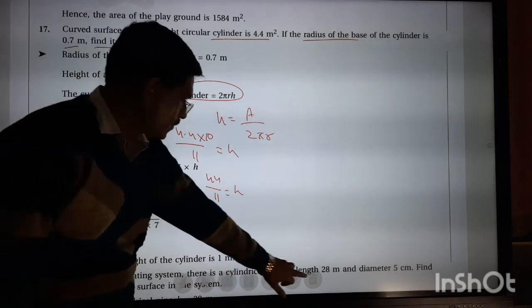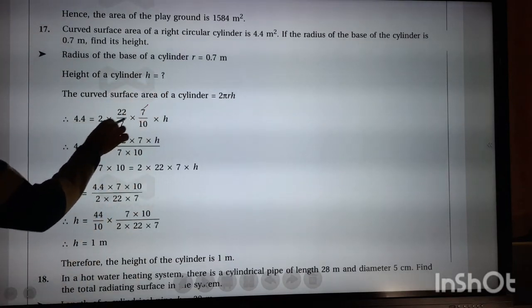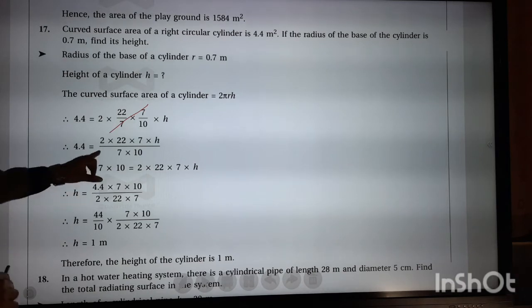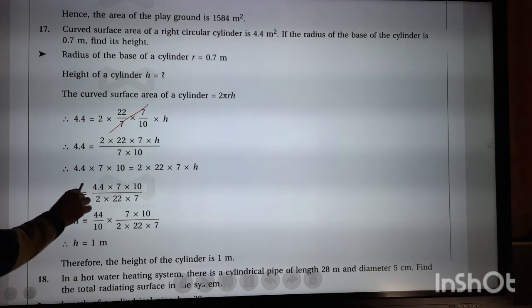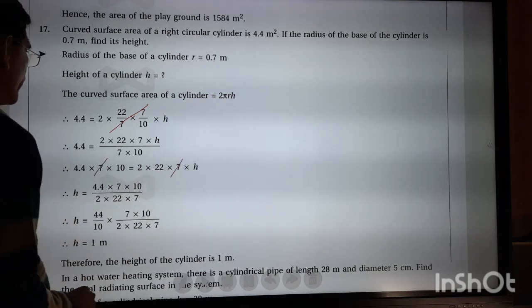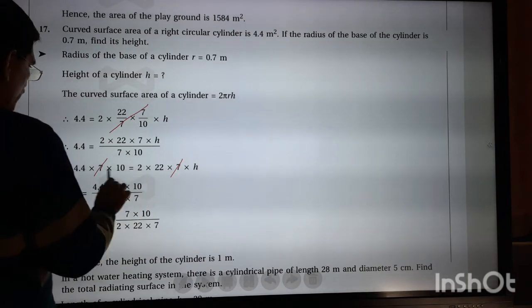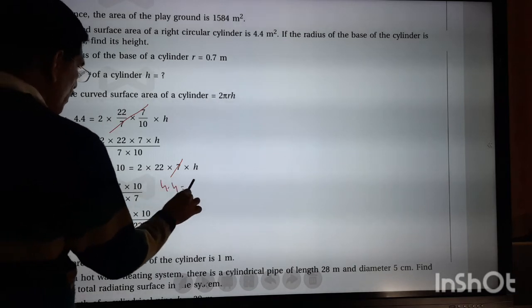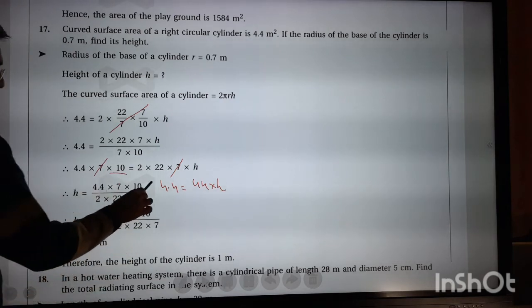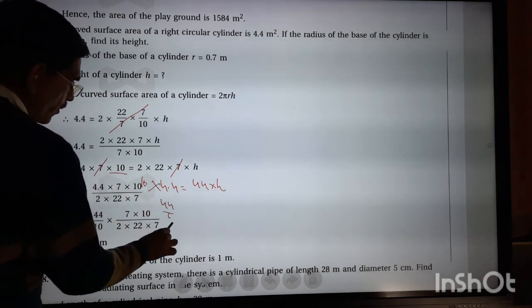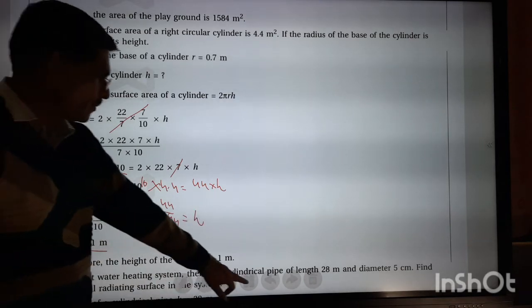I think we are doing something wrong again. 4.4, 2, that 7 cut. Now 2 into 22 into 7 into 2, so these 7 again we can cancel. 22 into 2 is 44. If you see, 4.4 is equal to 44 into height. But here it is 10. So again 44 upon 44 is equal to h. So it is 1 meter. So height is 1 meter.